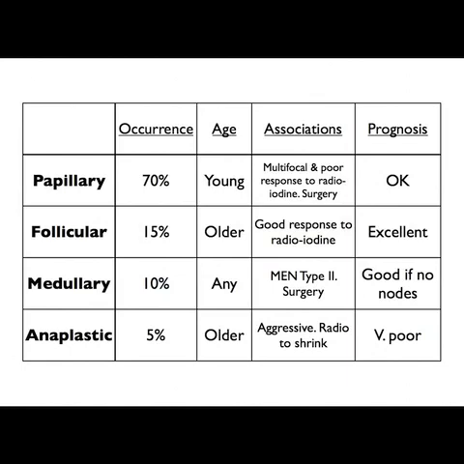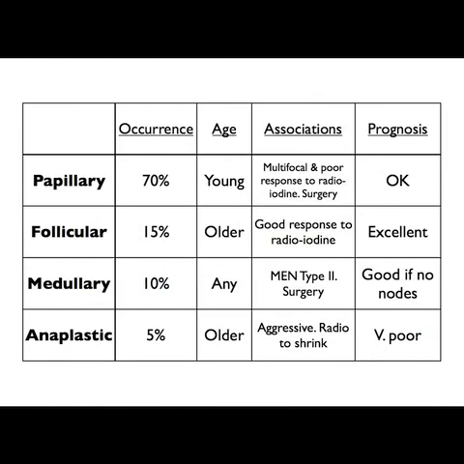Next most common is follicular neoplasm, and this is about 15%. This tends to be in older patients, and has a good response to radioiodine, so surgery is not as necessary. And an excellent prognosis. Medullary, rare, about 10%, can affect anyone, but it's associated with multiple endocrine neoplasia type 2.